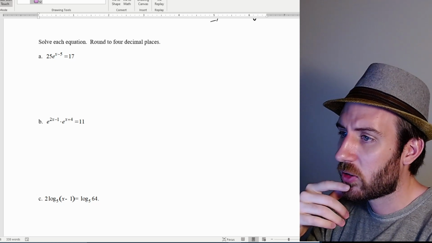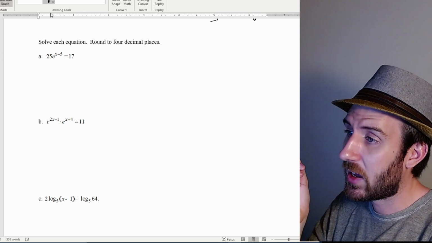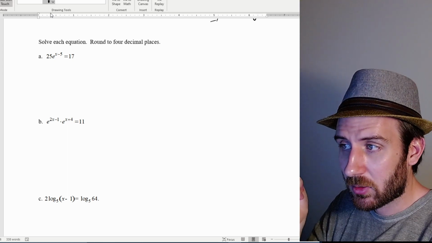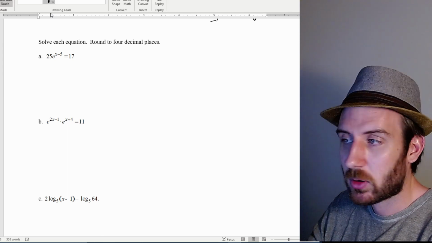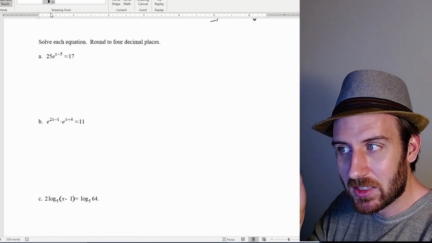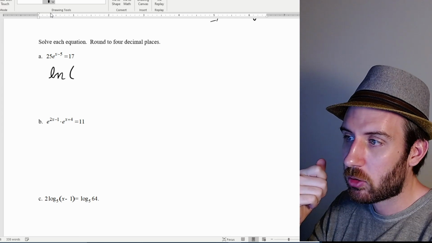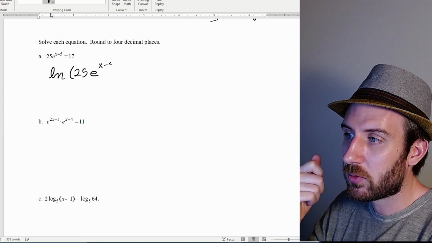So solve each equation. Let's round to 4 decimal places. This means that we have permission to use our calculator. I have an e on the outside. Maybe I don't like having that multiplication on the front. Well, I can't do anything with it yet, but if the e is really the bothersome thing, then let's try a natural log, a log base e. So we'll do natural log of 25 times e to the x minus 5 equals 17.